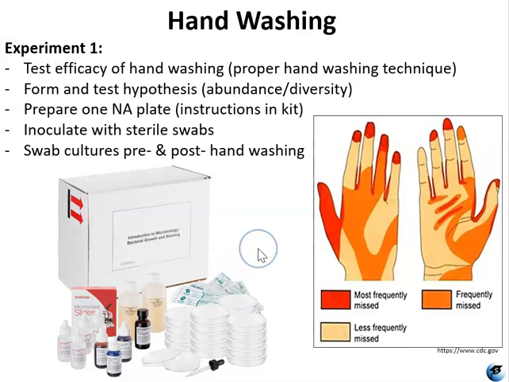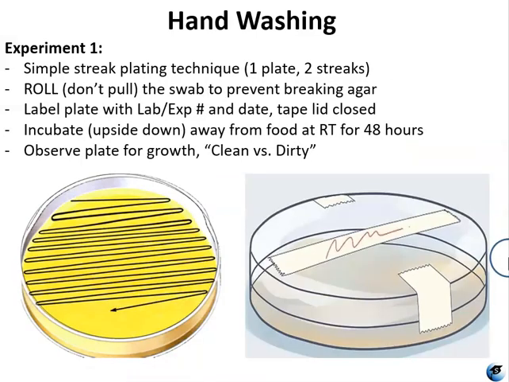Once you have your nutrient agar plate, you're going to take a Sharpie and write a line on the bottom of the plate that is essentially dividing the plate in half. You'll label one half dirty, label the other half clean. Then you're going to have sterile cotton swabs that are in your kit. You'll need those, and you'll need some sterile water.